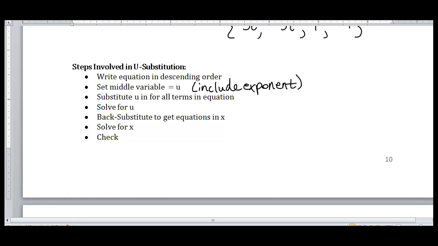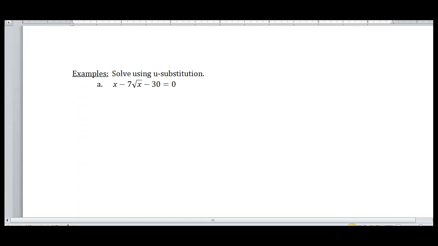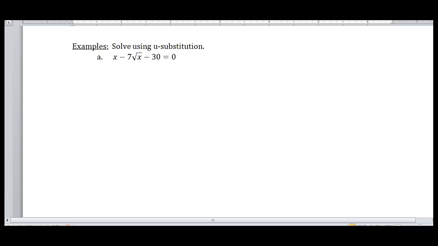Let's look at another example. In this example, we have x minus 7 square root of x minus 30 equals 0. Now, at first sight, this may not look like it can be written in quadratic form. But you have to remember that the square root of x is the same thing as x to the 1/2 power. So we have x to the first power here, 7x to the 1/2 power here, and then minus 30.